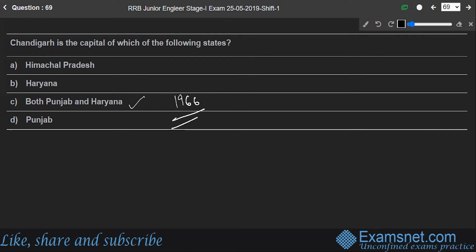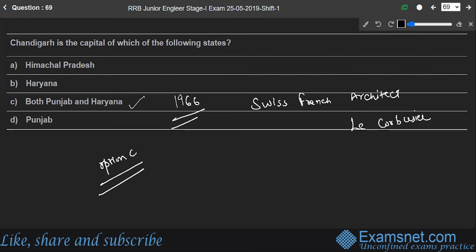It's a clearly planned city of India, which was planned by the Swiss-French architect Le Corbusier. Chandigarh Capital Complex was declared a World Heritage Site at the 40th session of the World Heritage Conference held in Istanbul by UNESCO in July 2016. Right answer, option C. Hope you got that.